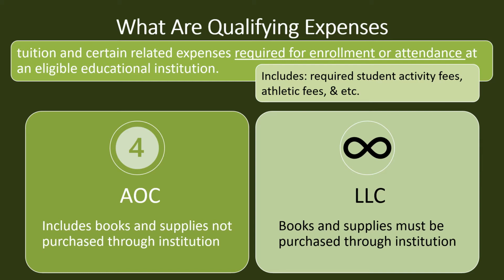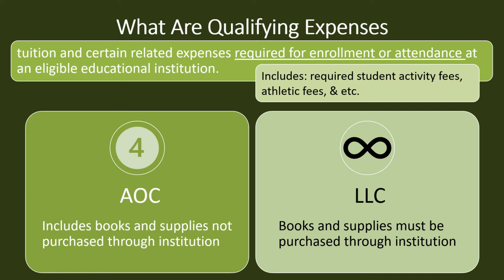What are the expenses that count towards this credit? So it's going to be tuition and certain related expenses that are required for enrollment or attendance at an eligible educational institution. This includes required student activity fees, athletic fees, and etc. Things that our students have no choice about. The institution just charges them as part of their being enrolled at that institution.